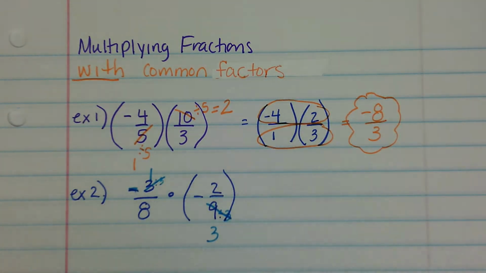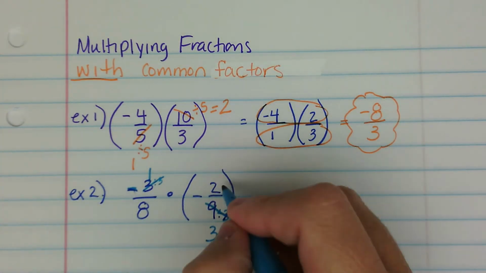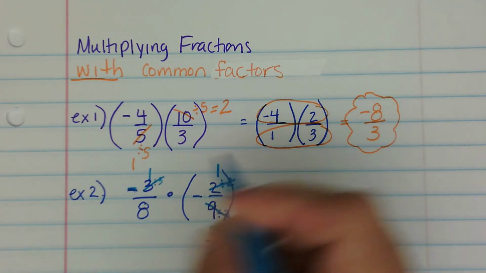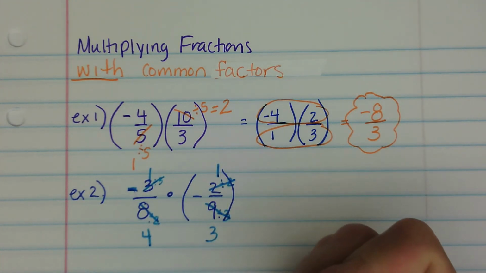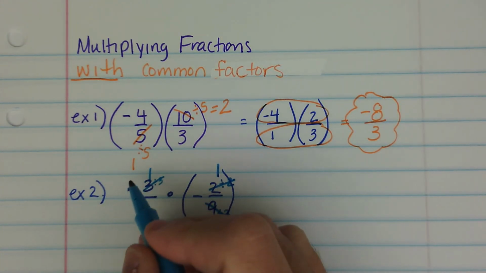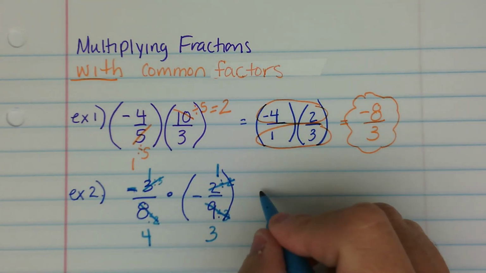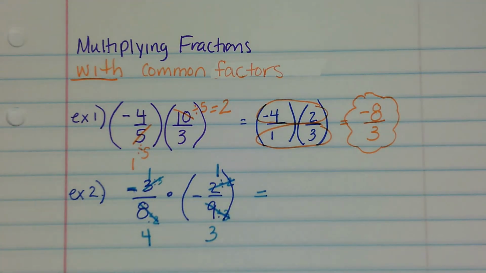Similarly, I have 2, and 2 can divide into 8. And the common factor is 2. So we're going to divide this by 2, cross it out, get a 1. I'm going to divide this by 2, cross it out, get a 4. Now notice I have a negative times a negative. Remember, when the two signs are the same, it's going to become a positive. So I know my answer is going to end up being positive when I'm done.